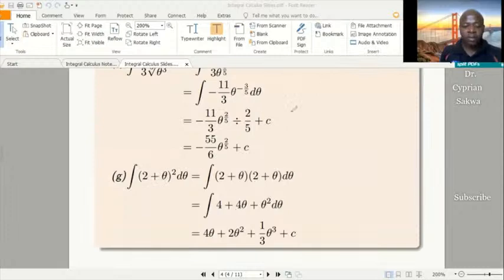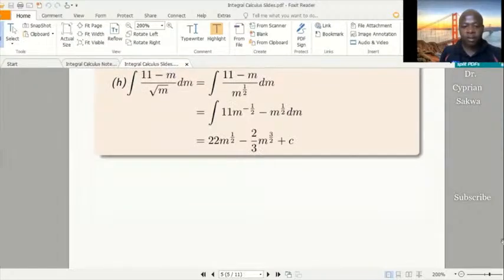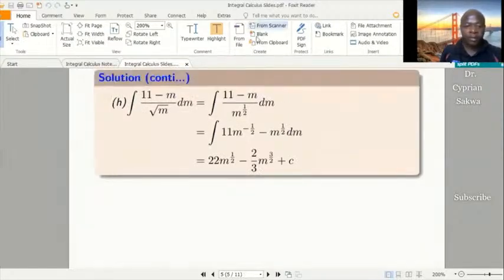First of all, expand this. But there's another way of doing that. So we have various ways of doing this. Let's look at the last example. And this one, again, we just have to write it simplified first. And this is 11 minus m over the square root of m.